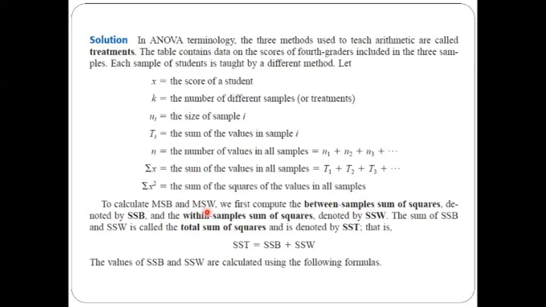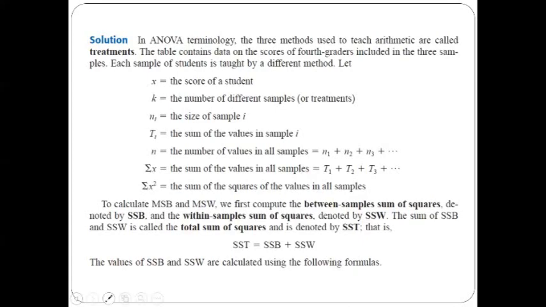But before we can solve that, we first need to determine the between samples sum of squares, which is the SSB. We also need to determine the within samples sum of squares, which is the SSW, and the total sum of squares, which is the SST. Therefore, we have the formula SST is equal to SSB plus SSW.